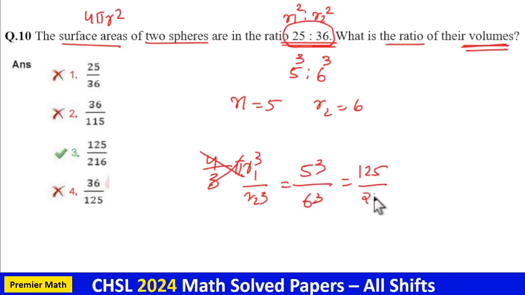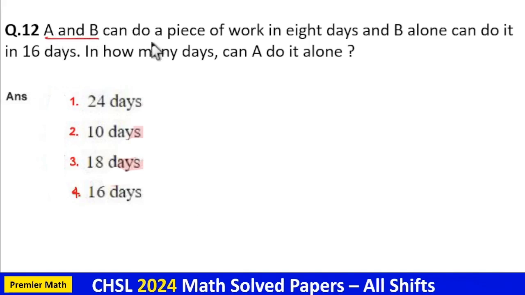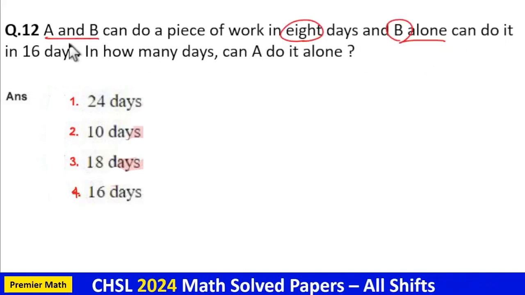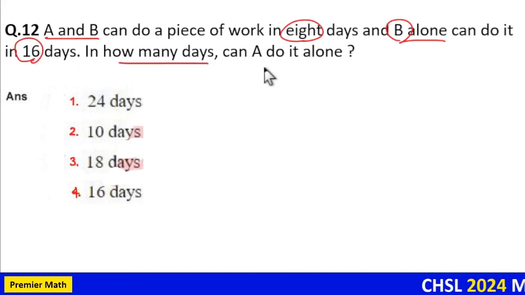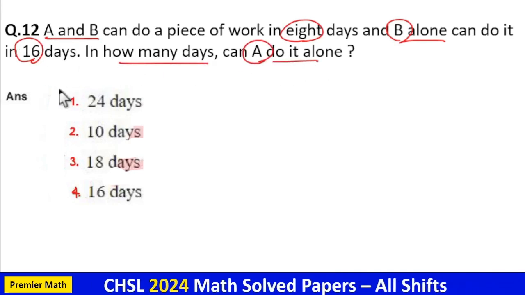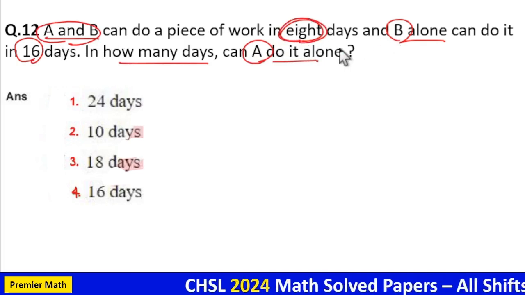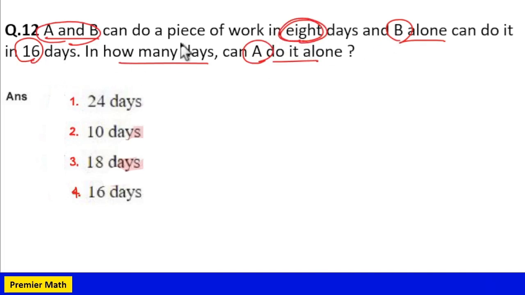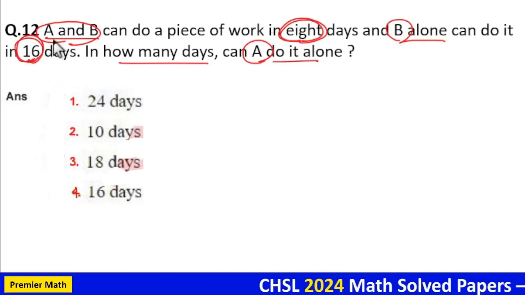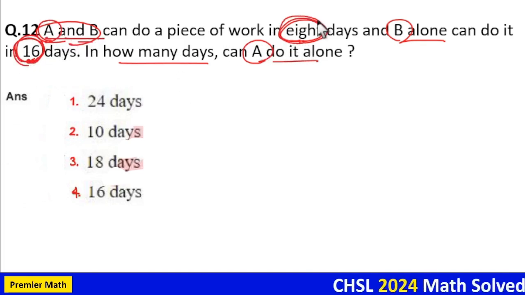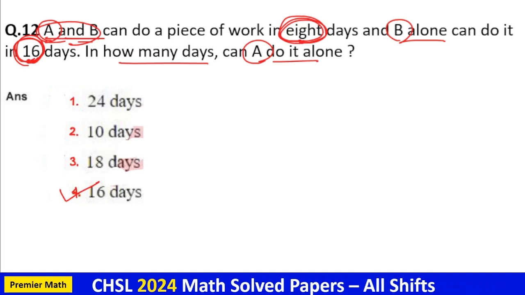A and B can do a piece of work in 8 days and B alone can do it in 16 days. In how many days can A do it alone? Here A and B together do a work in 8 days and B alone does it in double of 8, that is 16 days, which means A also does it in 16 days. That's why they both together do in 8 days. So option 4 is your answer.